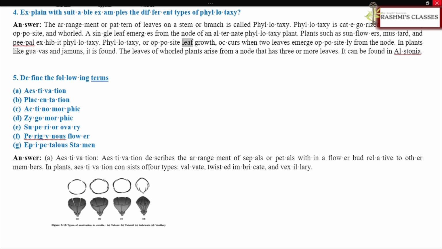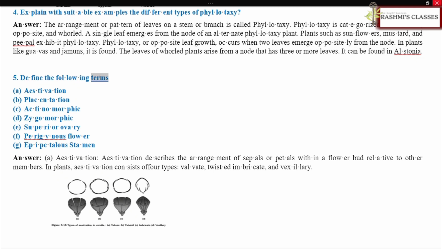Opposite phyllotaxy occurs when two leaves emerge oppositely from the node. In plants like guava and jamun, it is found. In whorled phyllotaxy, 3 or more leaves arise from a node. It can be found in Alstonia.